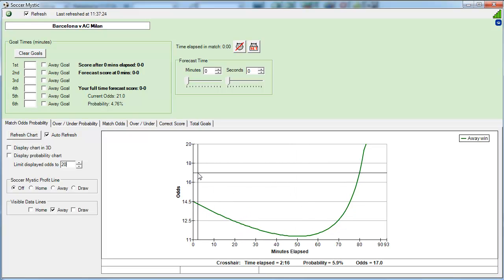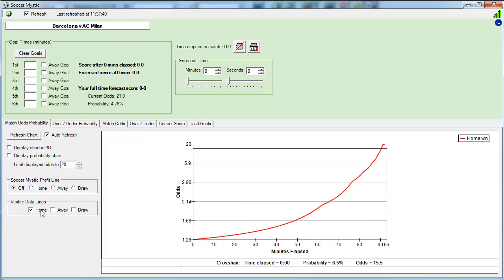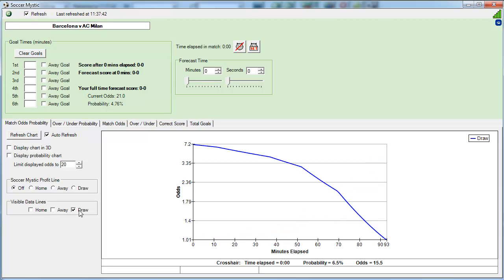When you look at mathematical curves, they always look beautifully neat, but in fact when you actually go into the match it will be a little bit bumpy depending upon the underlying action. But what this is showing you is that if there's no goal before half time, then it's likely that the odds on AC Milan will come in. The odds on Barcelona will go out, and the odds on the draw will obviously come in as well, because the draw is getting much more likely.